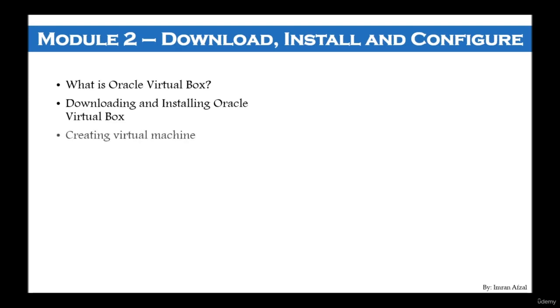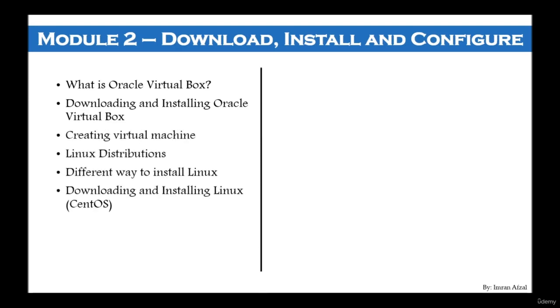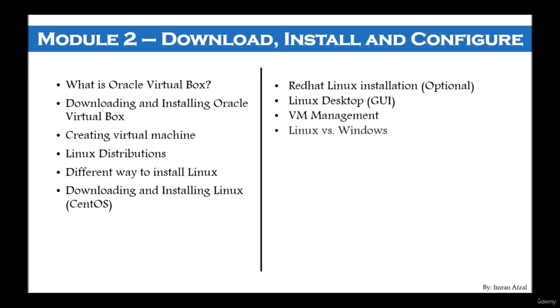Moving on to module 2, where we will cover download, install, and configure an actual Linux machine. We'll talk about virtual machines, downloading that virtual machine, and the different ways to install a Linux machine. Then we'll cover the actual CentOS installation. I have also included an optional Red Hat Linux installation lecture as well. Then something on Linux desktop, management on VM, and again ending with quizzes, homework, and handouts.